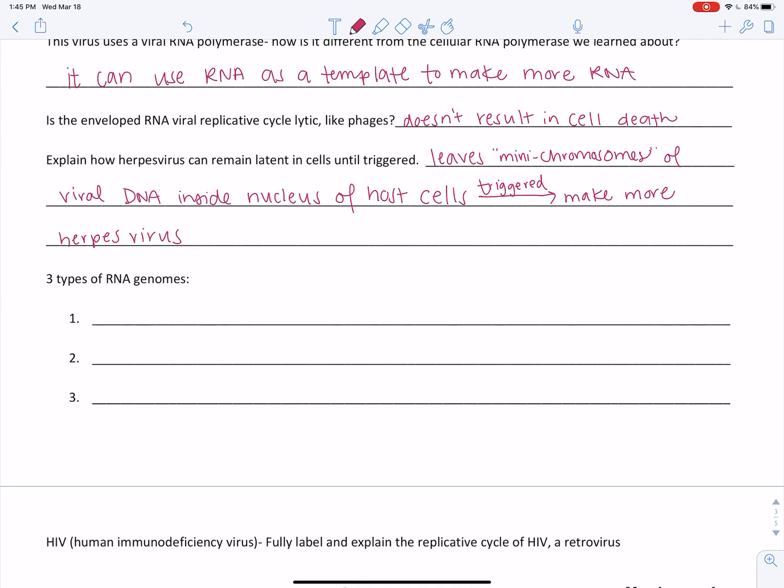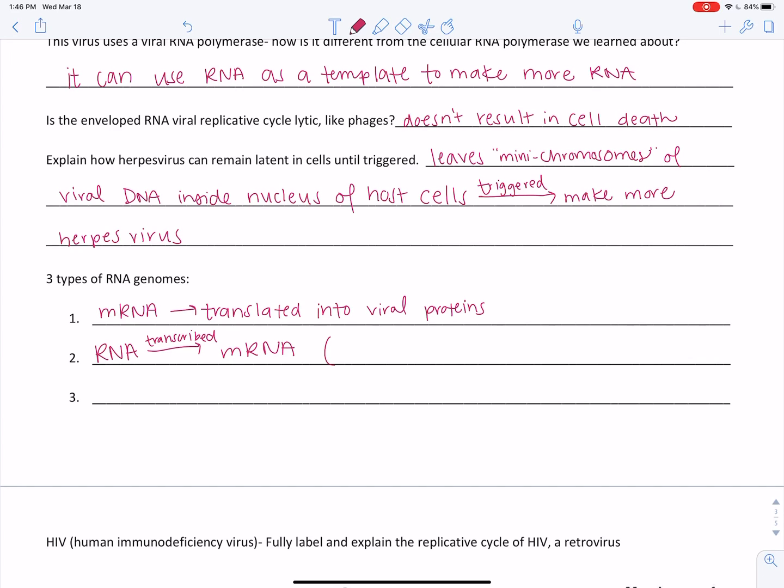Going back to RNA genomes, there are 3 different types. One is that the RNA genome is mRNA already, and as a result, it can be translated into viral proteins immediately upon injection. The second one is RNA that must go through transcription into mRNA, and then it can be translated.